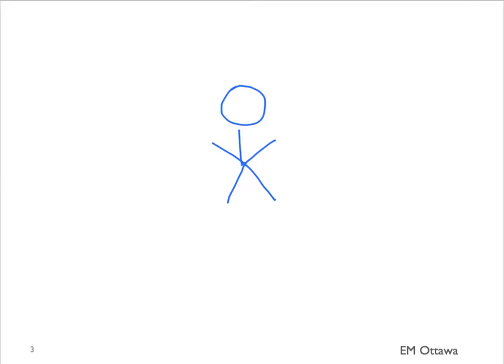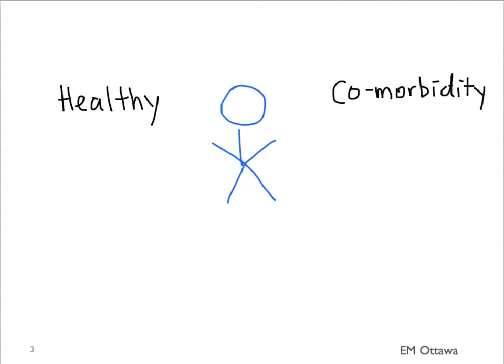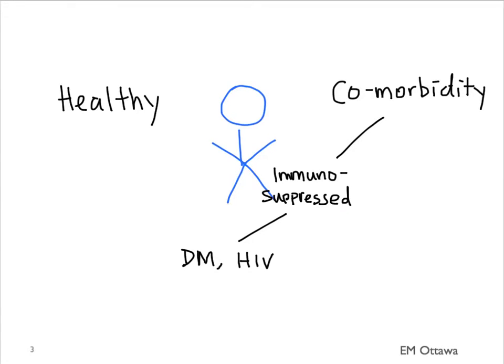First, we want to know something about our patient, whether they're healthy or whether they have any comorbidities. The comorbidities are separated into conditions that make them more prone to infection. That can include a list of different conditions, such as diabetes, HIV infection. Medications include anti-rejection medications, steroids, and so on.